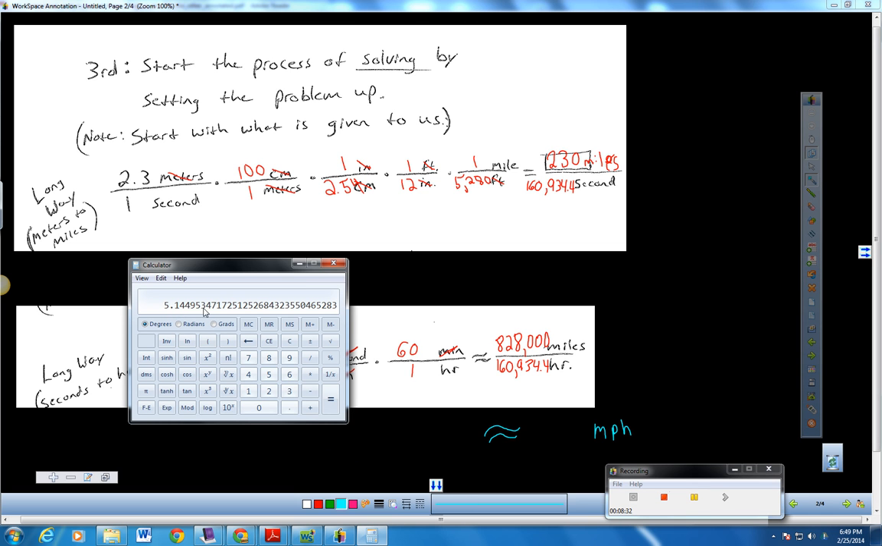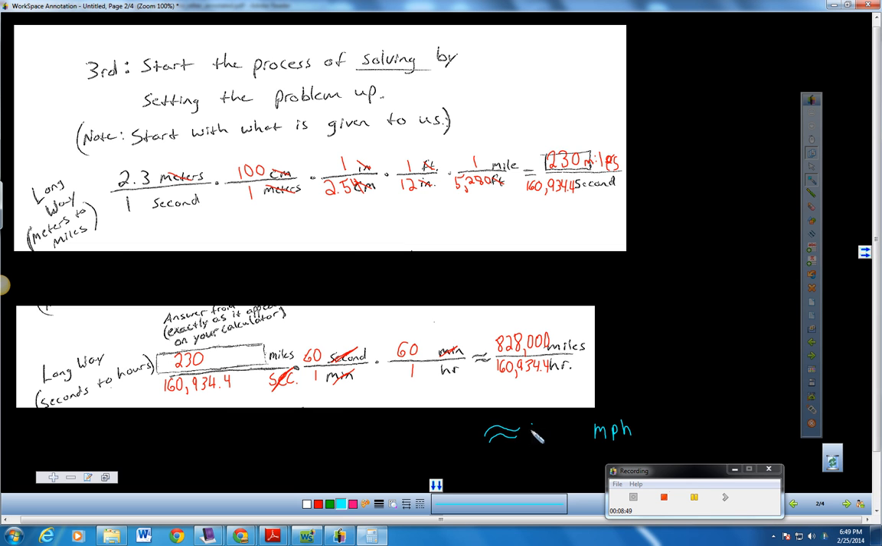Okay, I come up with this answer right here, 5.1449, and then it keeps going. It's a very long decimal. But I do know that it is a rational number, to make a reference to something we've done already. So I know that's about 5.1 miles per hour. So how fast is something traveling? If it's traveling 2.3 meters per second, it's traveling about 5.1 miles per hour, which you would know would be a good walking speed.